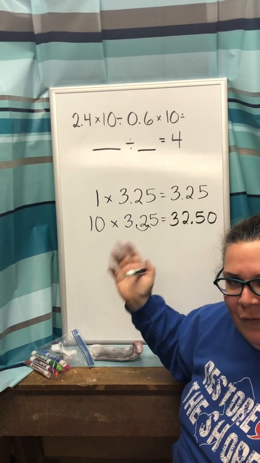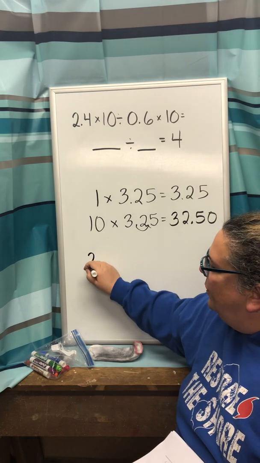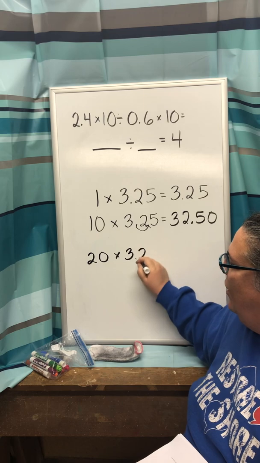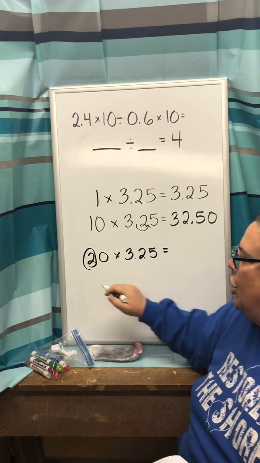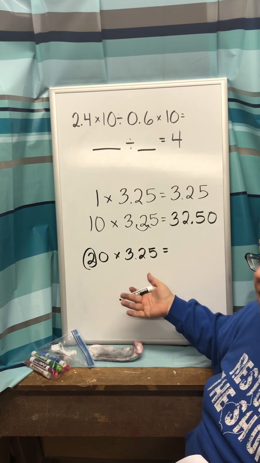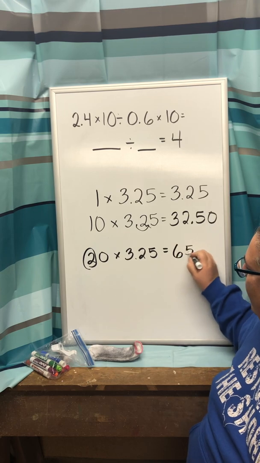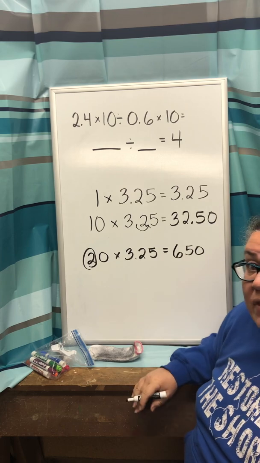because 100 is going to bring me way over that 49.40. So the next thing that they did was they said, what if I do 20 times 325? So all I'm doing now is 2 times 325. So I'm doubling 325. So I'm at 650. 3 doubled is 6, 25 cents doubled is 50.